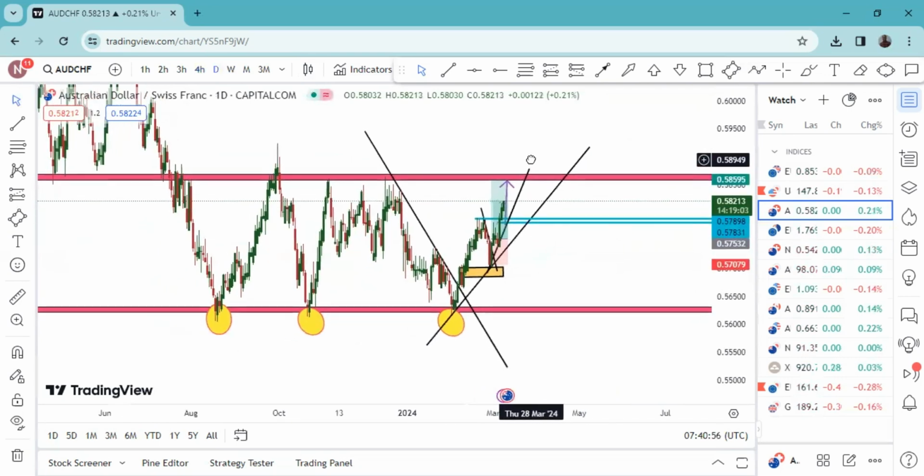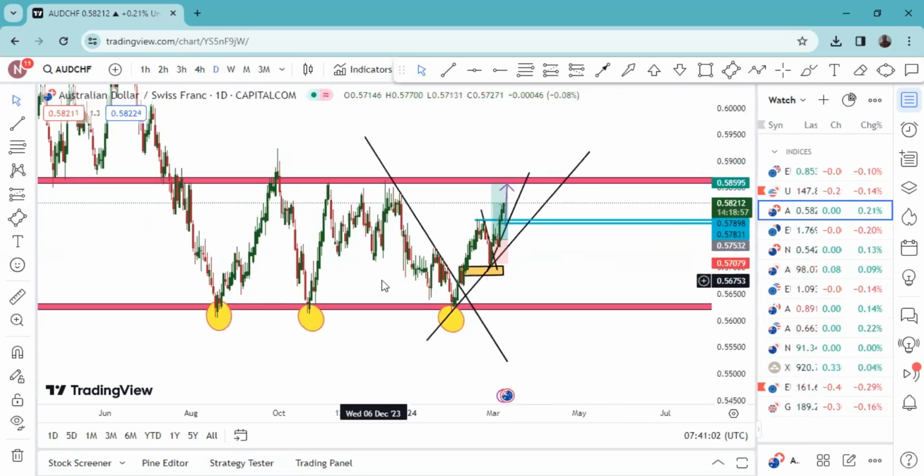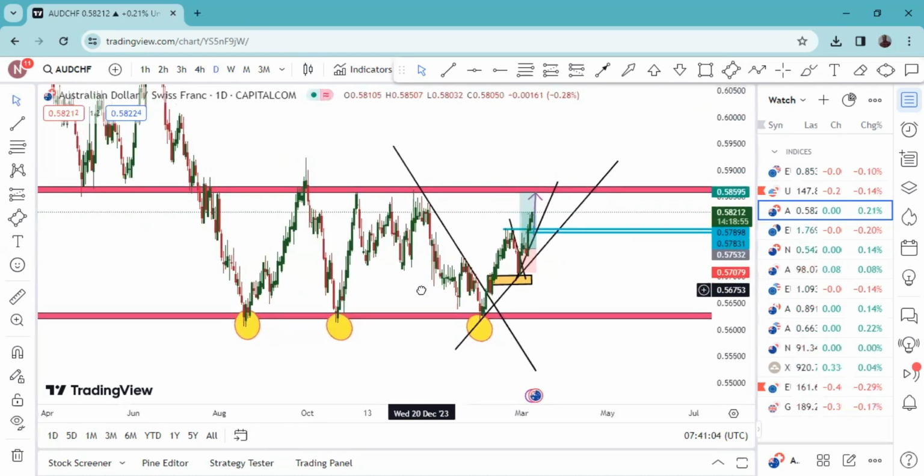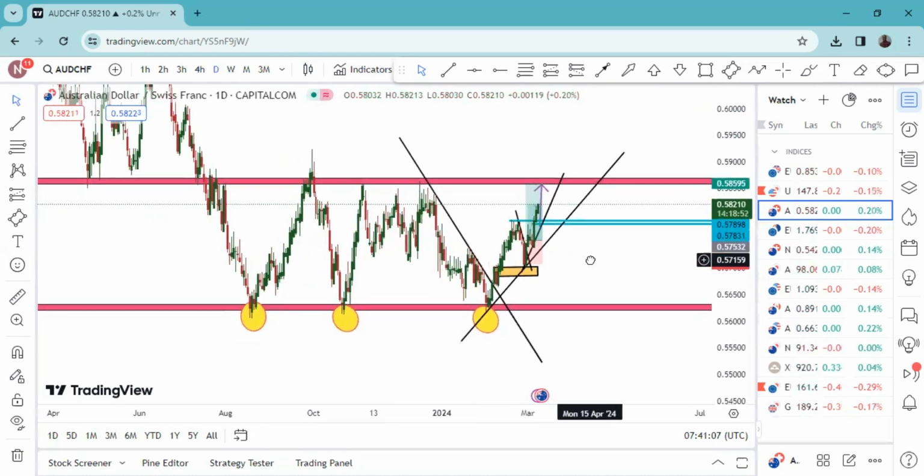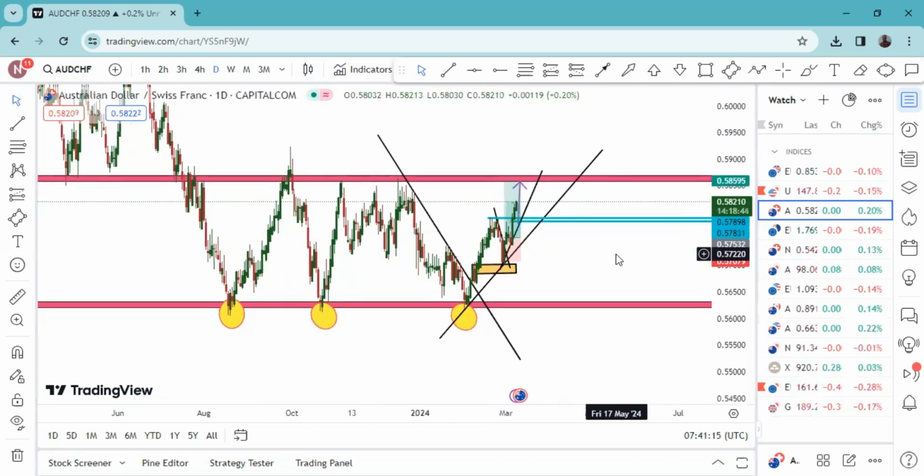But remember, today is NFP, so I will put my stop loss very, very tight because today is NFP day. So the next level, you remember very well, my red line is the next level. So that's where I'm expecting my TP. And I put this trade on my Instagram and also on my Telegram.